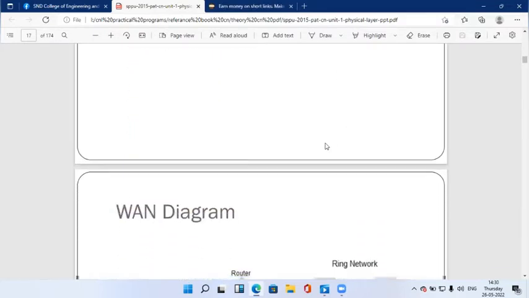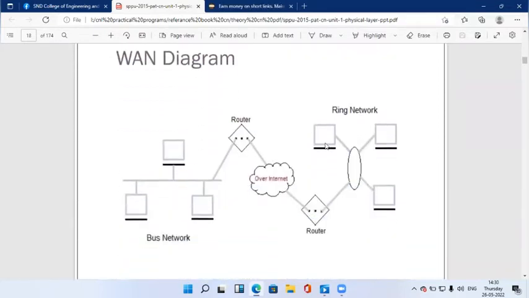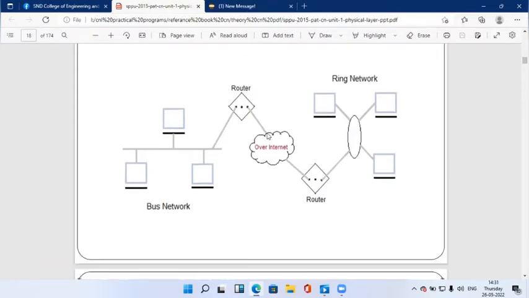Okay, so after that, the best example of your WAN network, WAN diagram. Okay, so suppose this is the bus network. Bus topology is there, one router is there. Okay, so this is your ISP, internet service provider. So any idea, Jio, Vodafone, Tata. Okay, so after that, this is another router and this is another topology. Okay, so this is the best example of your interconnection of your WAN.